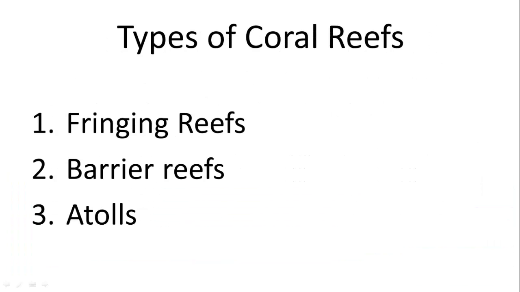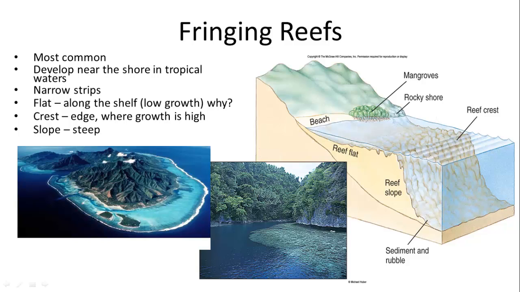All right, now the types of coral reefs. There are 3 different types. The fringing reefs, this is the most common. Basically, it's just a fringe around a landmass in the narrow continental shelf, which forms a coral reef.